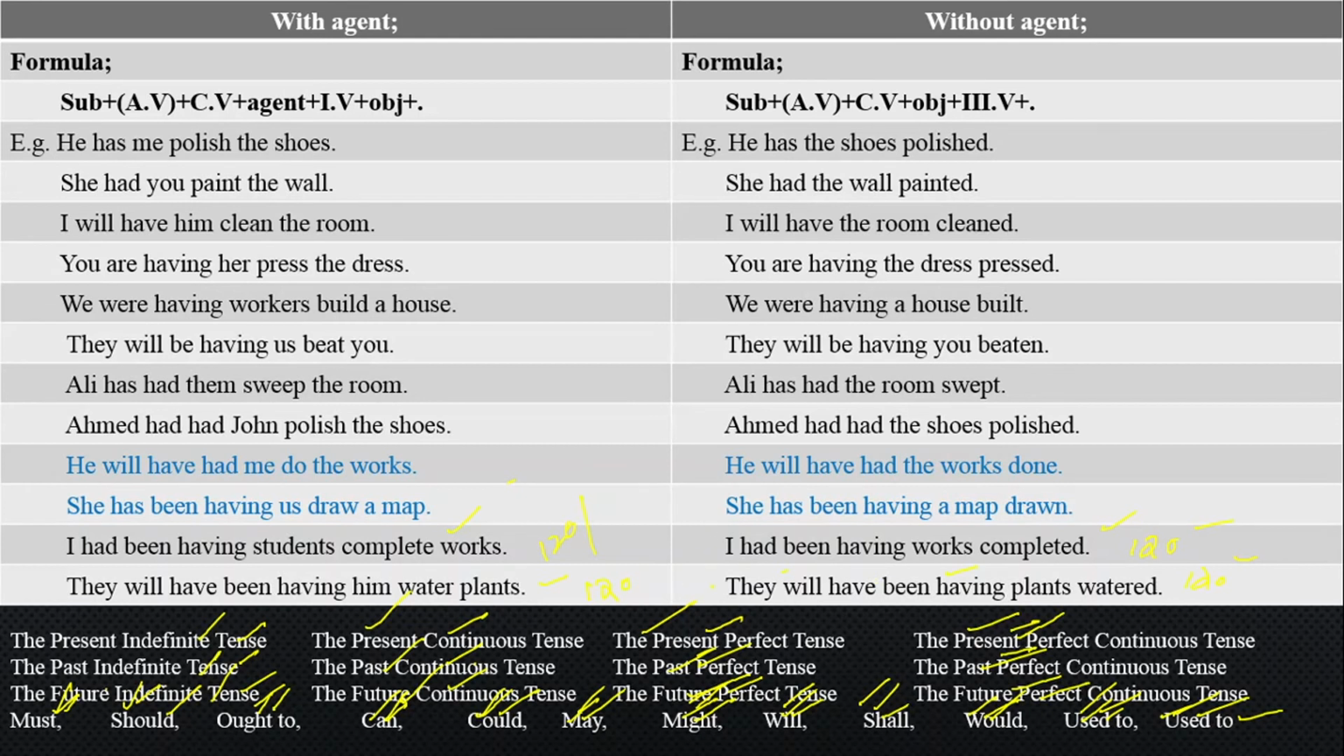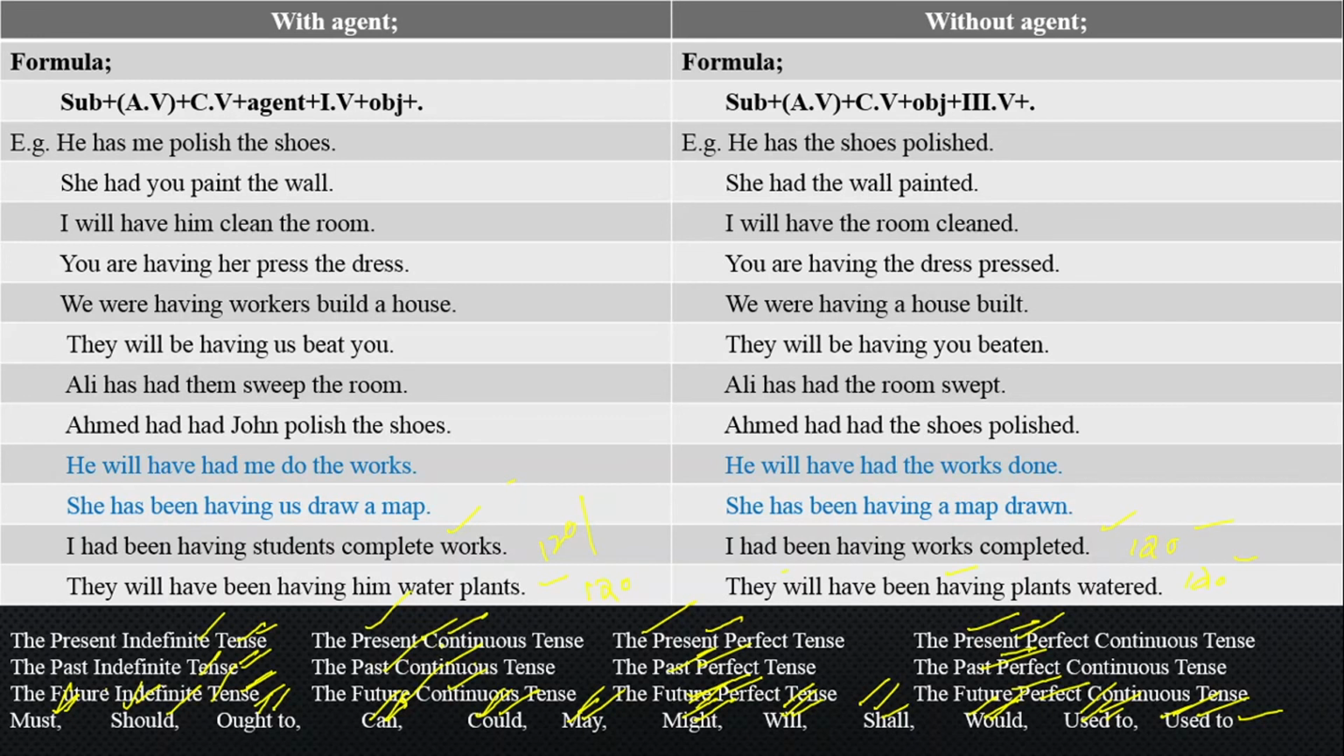They will have plants watered, they will not have plants watered. Will they have plants watered, will they not have plants watered? Won't they have plants watered? They are having plants watered, they are not having plants watered. Are they having plants watered, are they not having plants watered? Aren't they having plants watered?